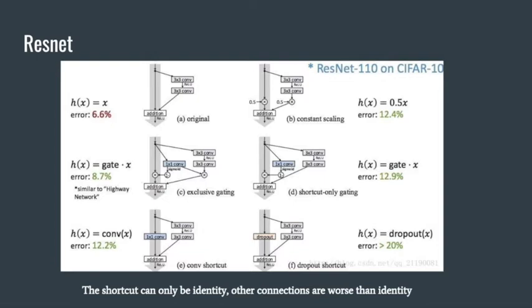Some people think that the identity part is the main path, and others think that the two conv layers are the shortcut. In this paper, the author thinks that the identity is the main path.